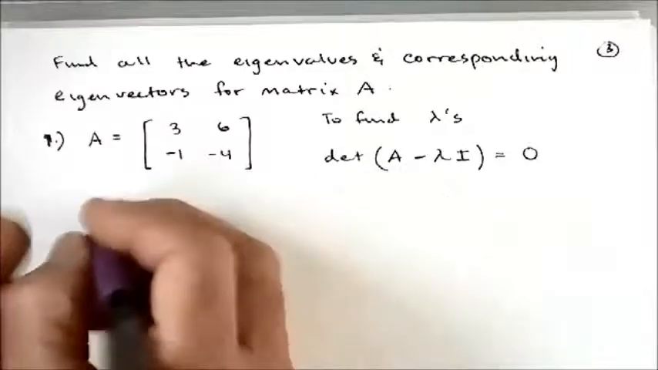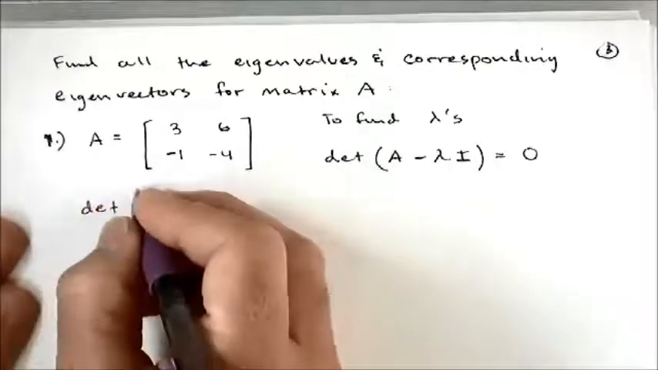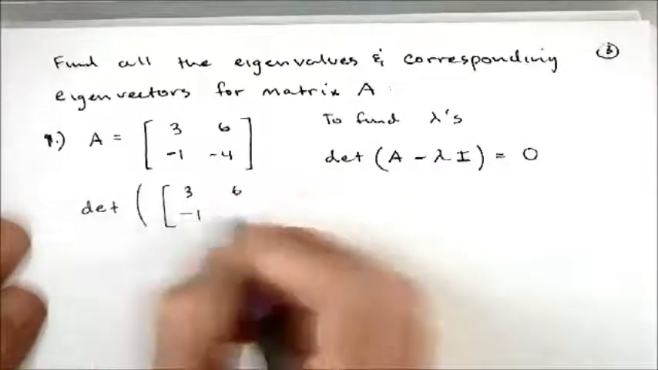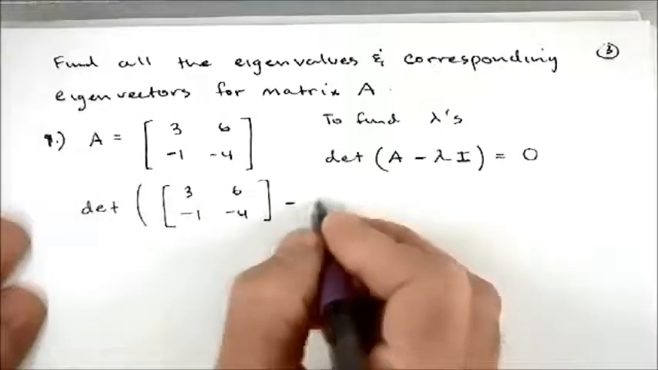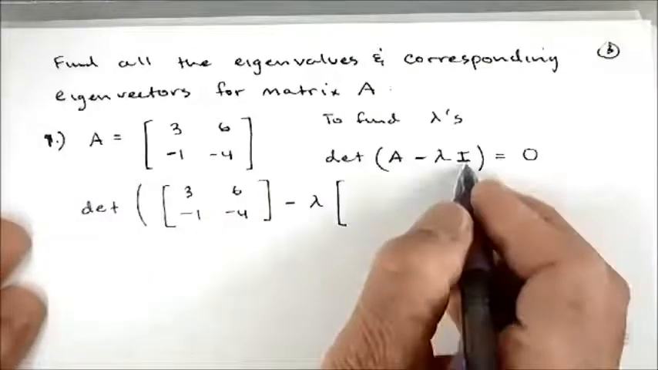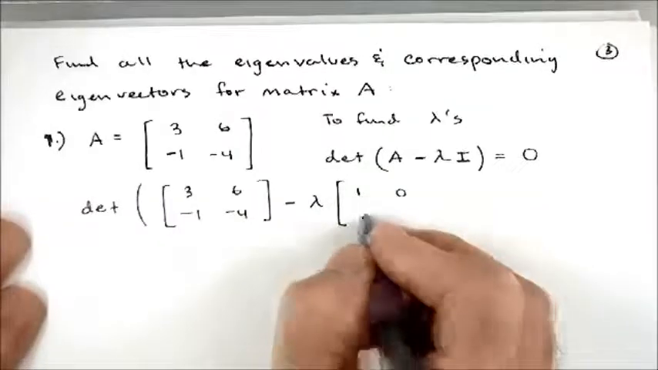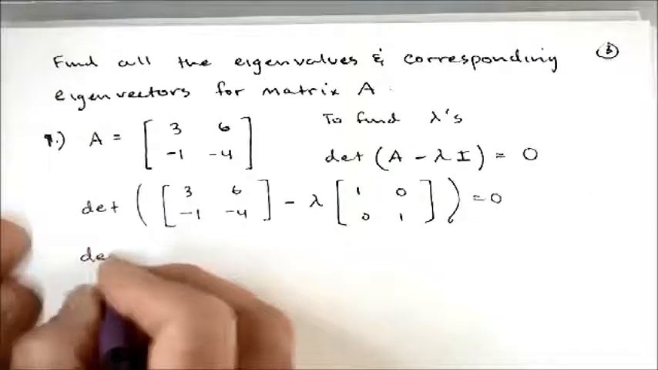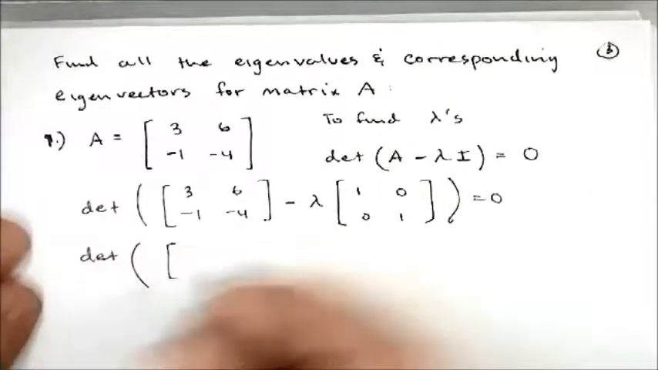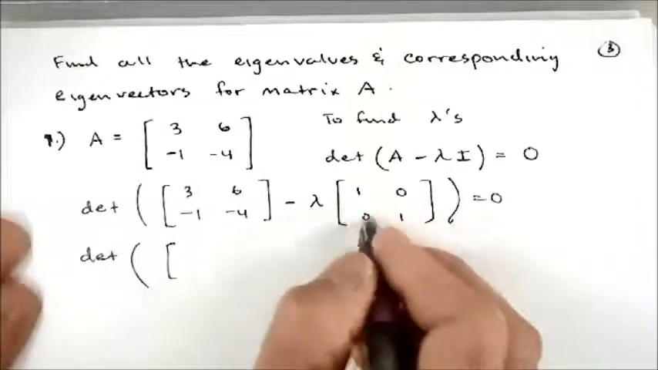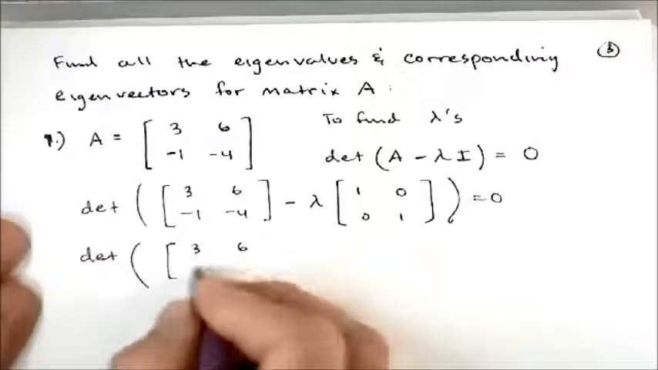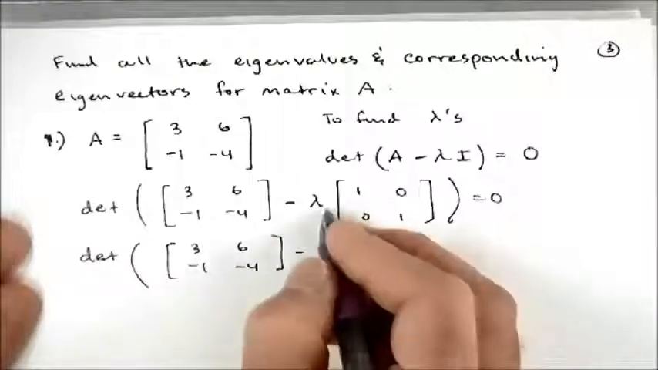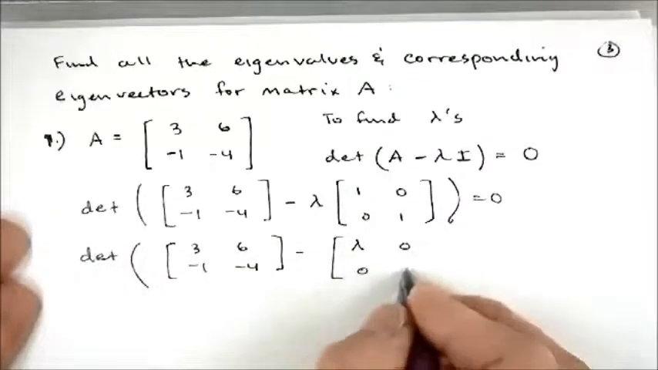And what does that mean, the determinant of A minus lambda I? Well, if I took A, 3, 6, -1, -4, minus lambda times the matrix I, which is an identity matrix, 1, 0, 0, 1, you can distribute, right? This is a constant, so I can distribute the lambda into everybody. So I get 3, 6, -1, -4, minus lambda times 1 is lambda. Lambda times 0 is 0, 0, and another lambda.